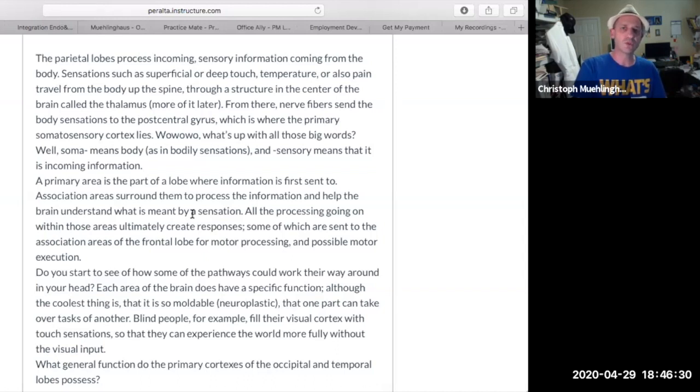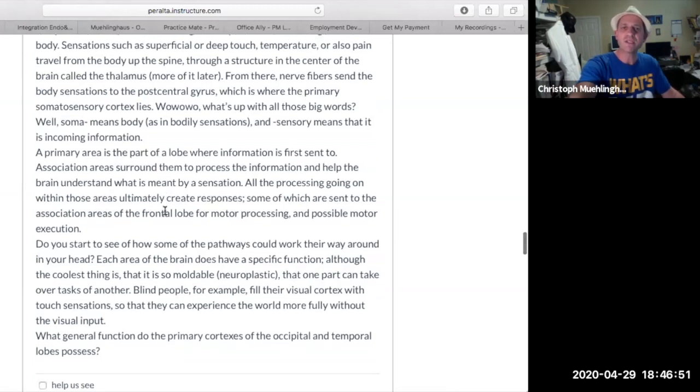That's a lot of words. Soma means body, as well as body sensations. Sensory means there is incoming information. Primary means the first place where something goes. That's a primary area of a lobe, where the information is first sent. Association areas surround them and process the information and help the brain understand what is meant by the sensation.